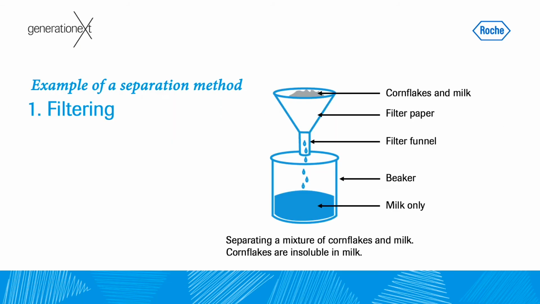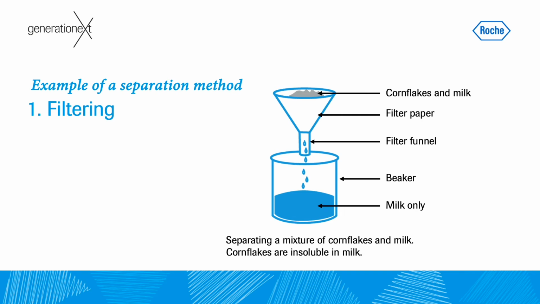Now it's time to bring all our newly acquired knowledge together. There are 3 main ways we can separate mixtures. The first one is called filtration. This works for a mixture of a liquid and an insoluble solid. Remember, insoluble means the solid will not dissolve in the liquid.